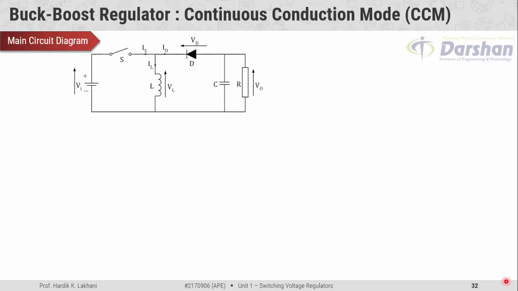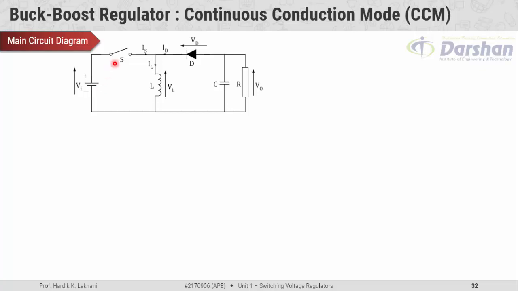This is the construction of the buck boost regulator. It involves components like energy storage inductor, freewheeling diode D, filter capacitor C, controlled switch S, and the input DC supply VI.